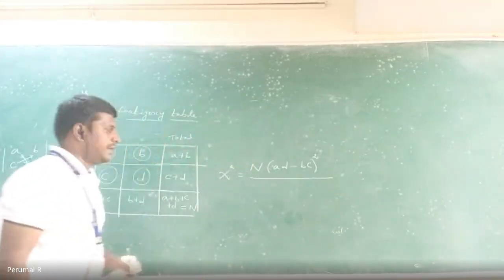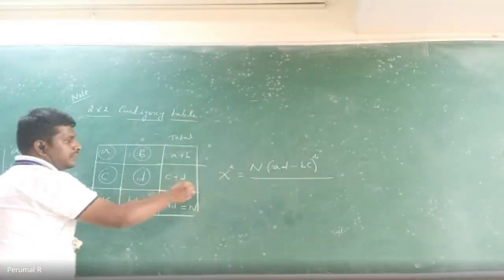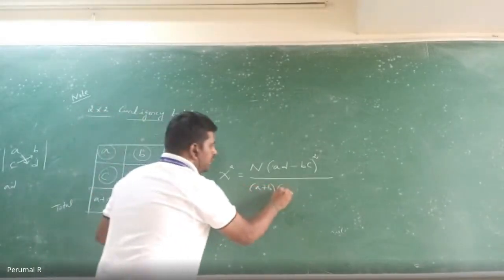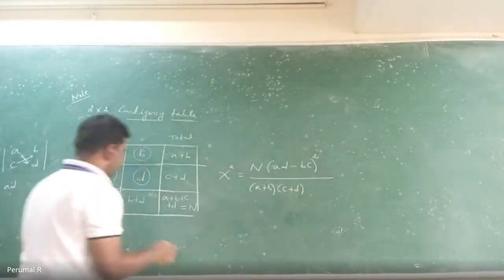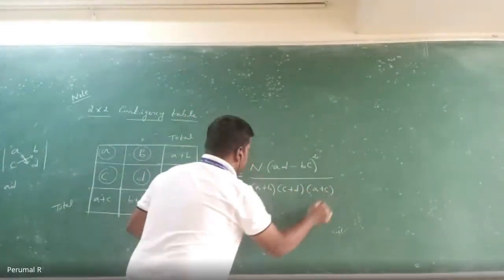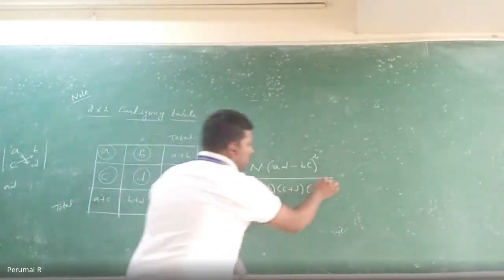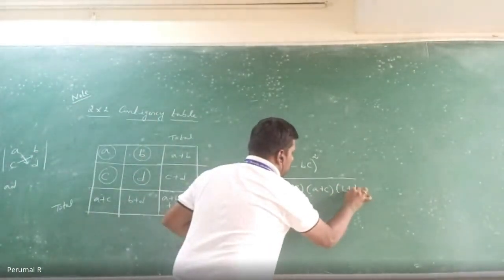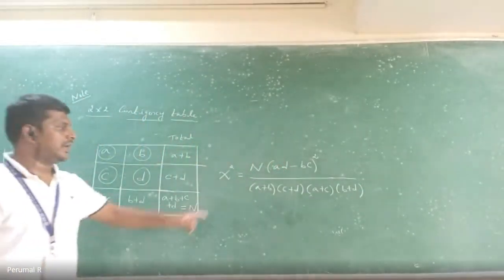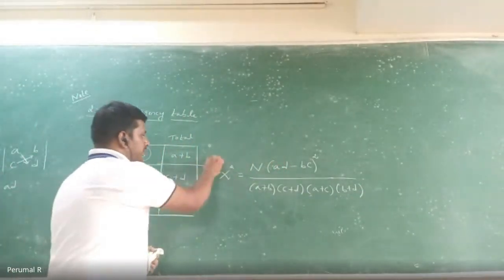Your denominator is nothing but the row-wise totals, a plus b and c plus d, and also the column-wise totals, a plus c, then b plus d. In that way you are computing your calculated value for chi-square.